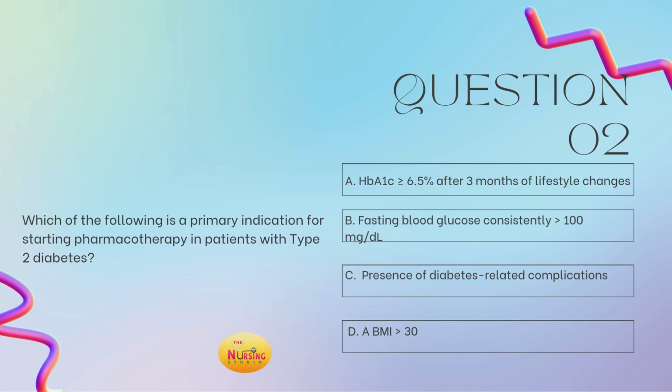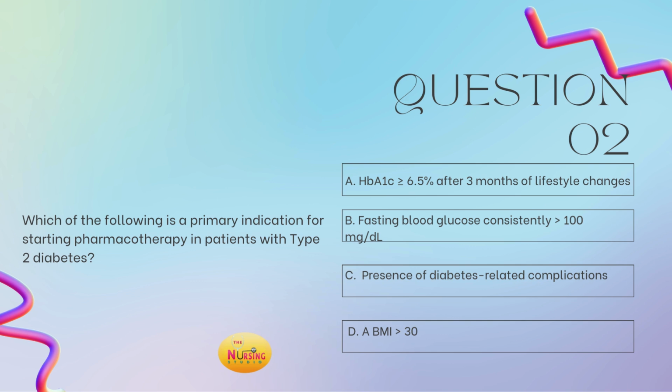Which of the following is a primary indication for starting pharmacotherapy in patients with type 2 diabetes? Is it A, hemoglobin A1C greater than or equal to 6.5% after 3 months of lifestyle changes? I'm going to read that again. Which of the following is a primary indication for starting pharmacotherapy in patients with type 2 diabetes? Is it A, an A1C of greater than or equal to 6.5% after 3 months of lifestyle changes?